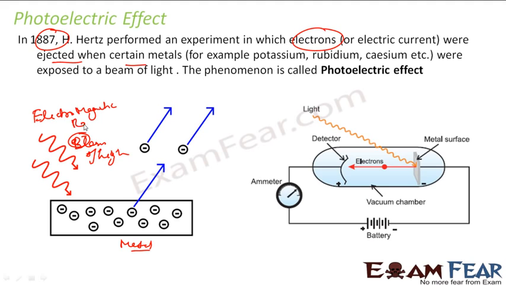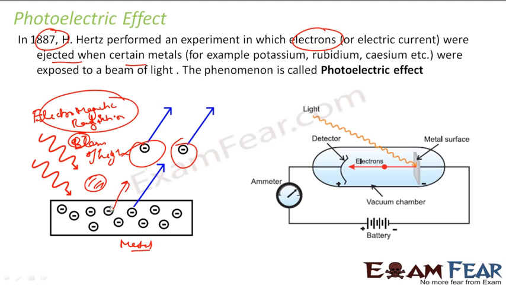This is a beam of light, or electromagnetic radiation or waves. This is my metal and I have exposed this metal to this beam of light. This beam of light ejected this electron. It came out. That means it's like a ball. A ball is hitting this metal and kicking out something else from here.